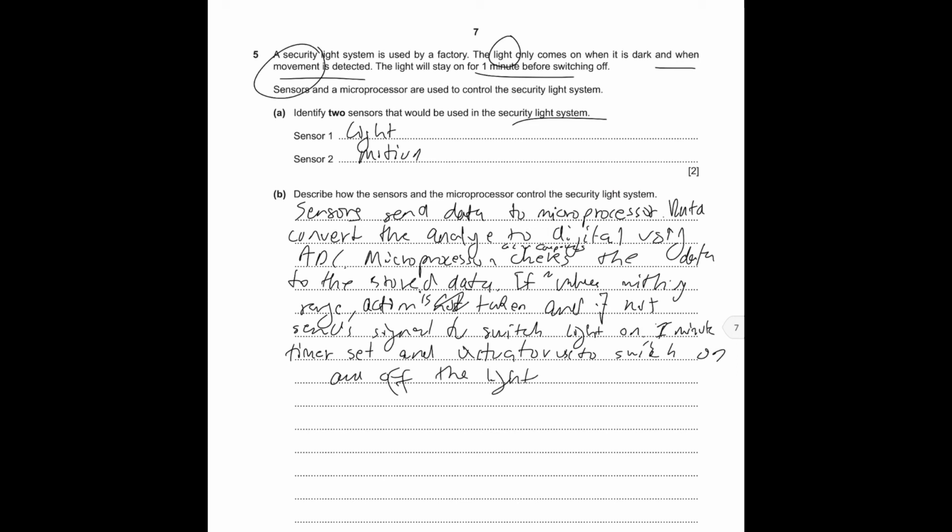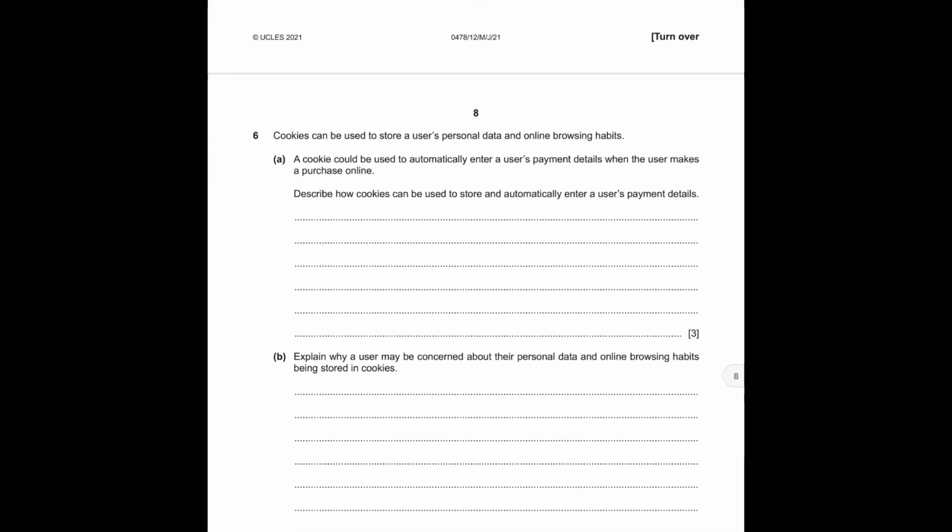This is all the theory part, and we can write about 1 or 2 points. We need one more point: when the timer reaches 1 minute, the microprocessor sends a signal to switch the light off. And remember, repeat the process. The whole process is continuous. It'll keep running. So write these 8 points down for 8 marks. There you go. You score the marks.